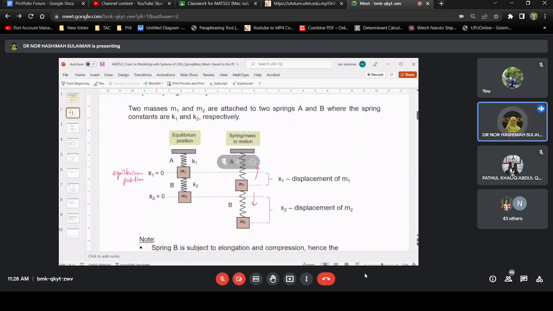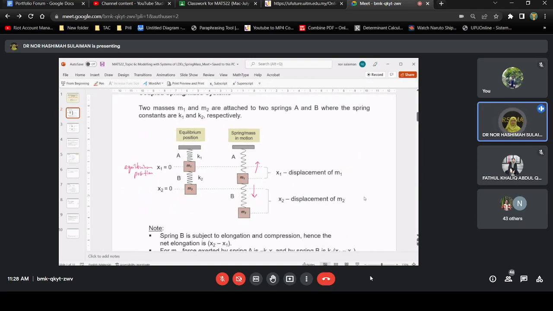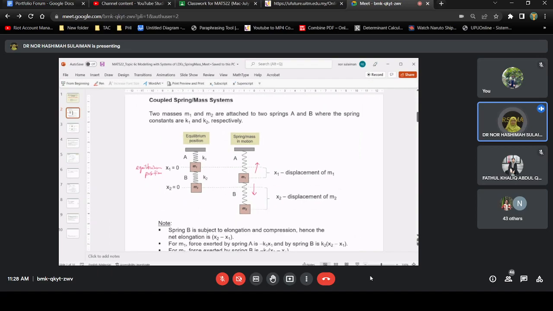Okay, remember last time we have already solved the first order differential equation involving the spring mass system, right? Okay, so the difference this time is that it involves two springs and two masses. It involves two springs and two masses in a system like that, okay? Alright, so we call it a coupled spring mass system.